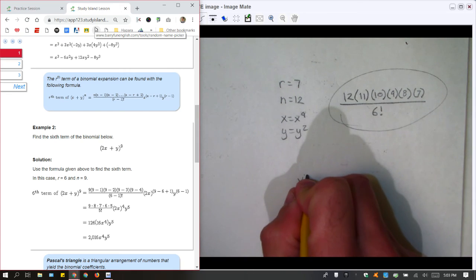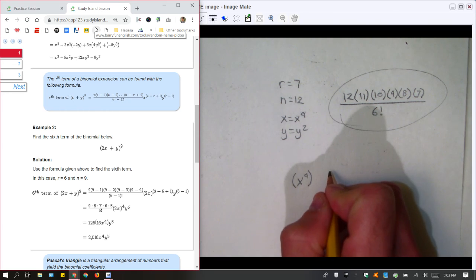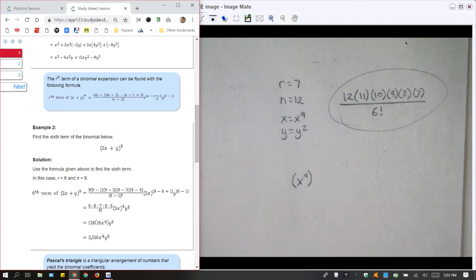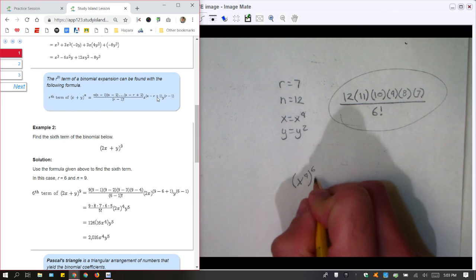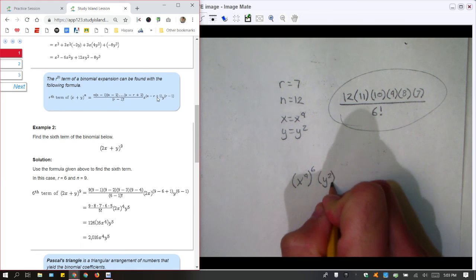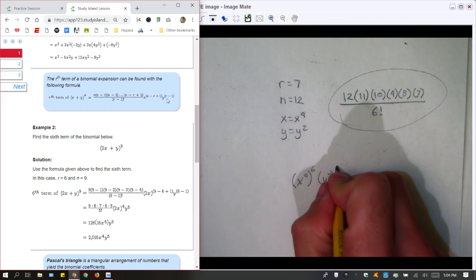So it's going to be x to the 9th power, but we're going to raise that to another exponent, and that exponent is n minus r plus 1. Again, our n is 12. Our r is 7. So 12 minus 7 is 5, and then plus 1 is 6. So to the 6th power, and then that's going to be times y, which in our case is y squared, raised to r minus 1. Again, our r is 7. 7 minus 1 is 6.